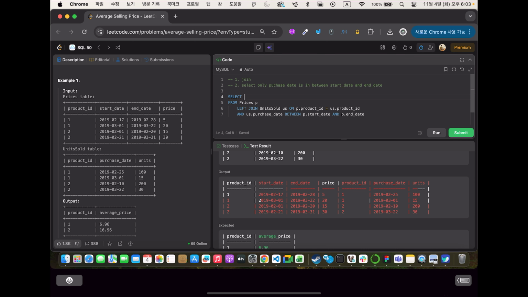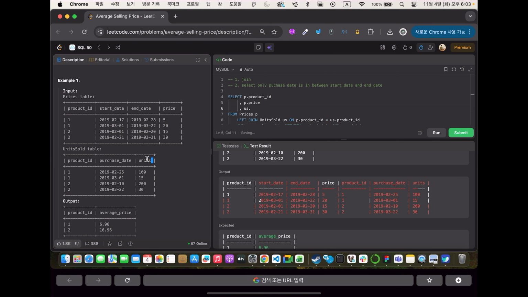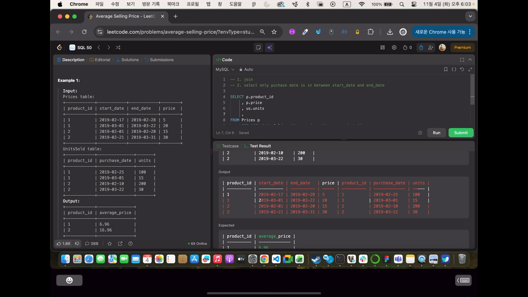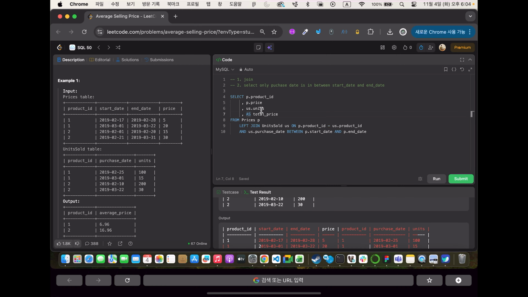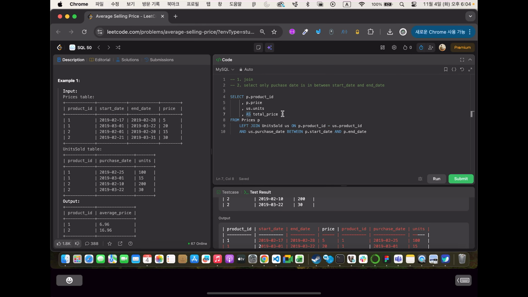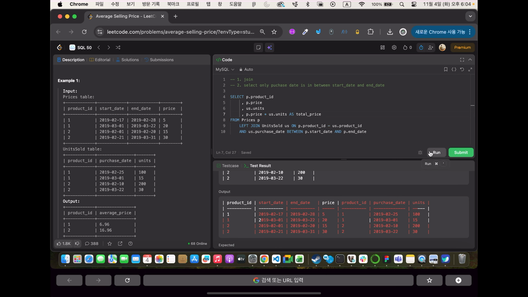So here, what we want to print is product ID, and I'm also going to print the price, which will be p.price, and us.units. We'll call the result total price, which is p.price times us.units, as total prices. So I'm going to run it like this.